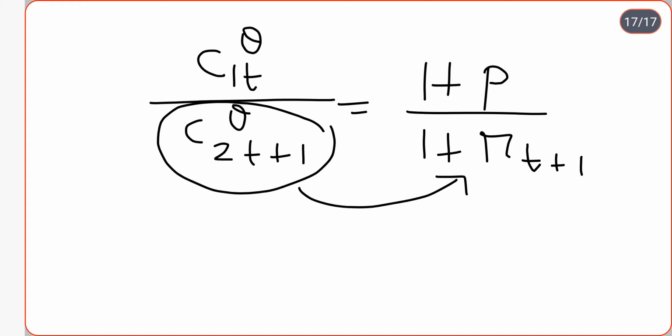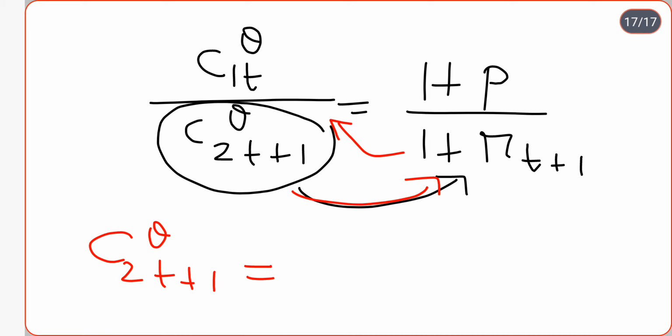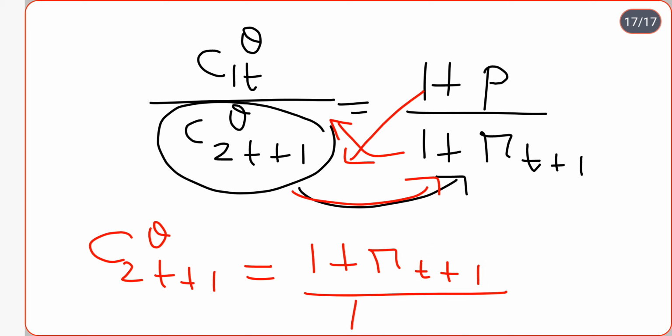Then for that I may write c2t plus 1 to the power theta equals, if I take this on the right hand side, this part will come to the numerator and this part will go to the denominator. So I hope you are understanding it. 1 plus rt plus 1 is going to the numerator, and 1 plus rho is going to the denominator, and obviously we have c1t to the power theta in the numerator portion.